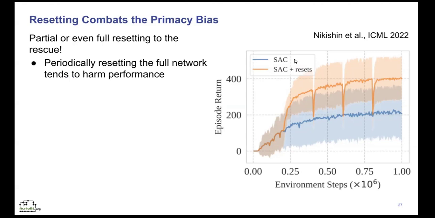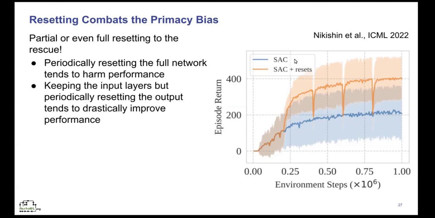So periodically resetting the full network tends to harm performance, because you lose way too much information that is already in the updates, or that has happened in the updates. But if you were to keep only the input layers fixed, but reset the output layers, then you actually get a benefit from this resetting. And what you can then see in the orange curve here is that if you periodically reset, you might have drastic performance drops, but you can quickly recover from that because you're training on meaningful data, and you can actually get to a much better performance than with exactly the same setup, just without resets.